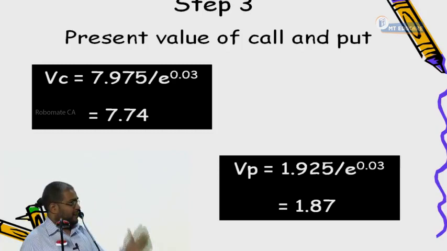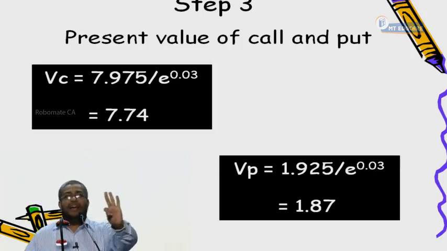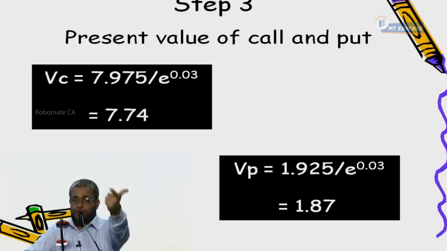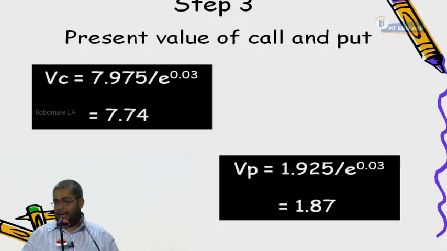Don't stop with the numbers. Let's understand the logic of the model now. Before that, tell me how many steps are there? First step is risk neutral probability. Second step, future value or expected value of call and put. Third step, present value of call and put option. Okay, now see.